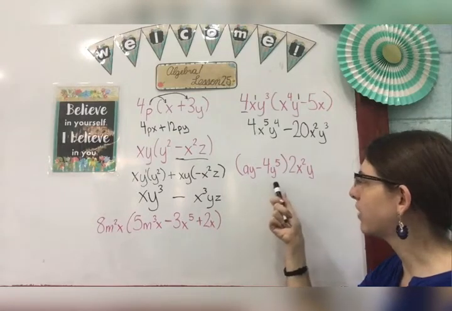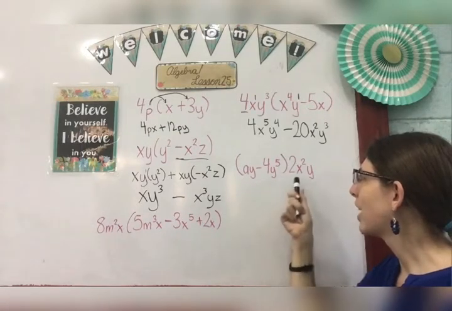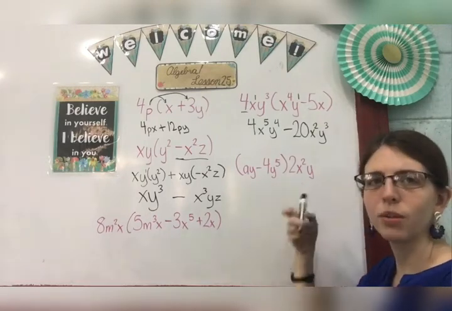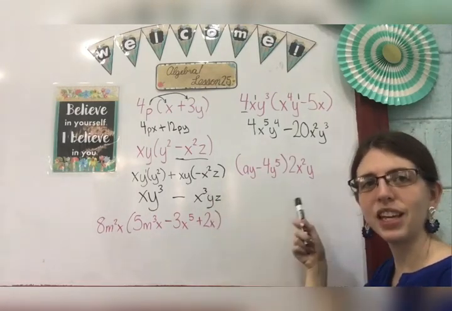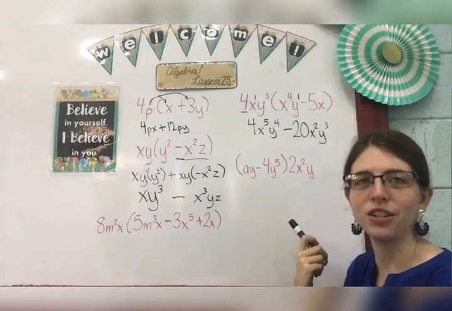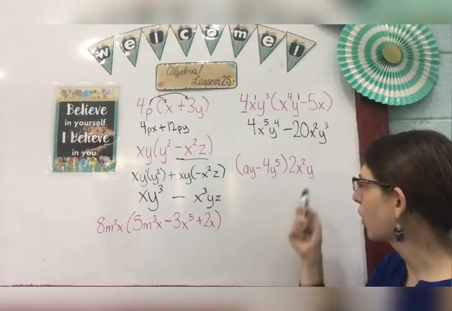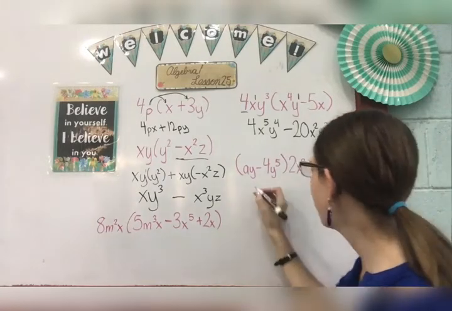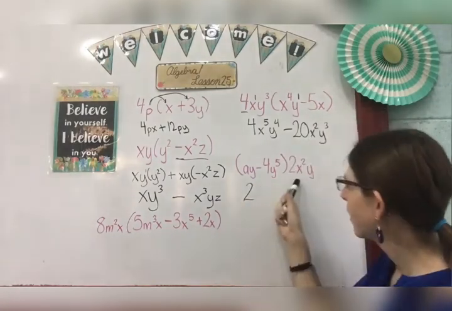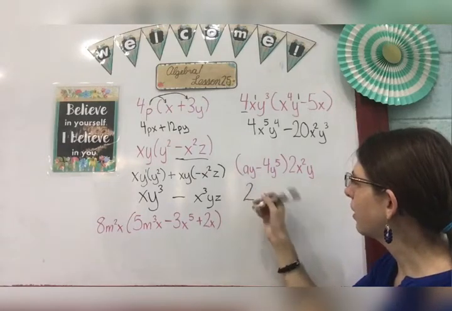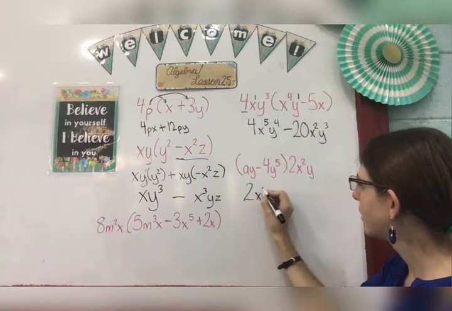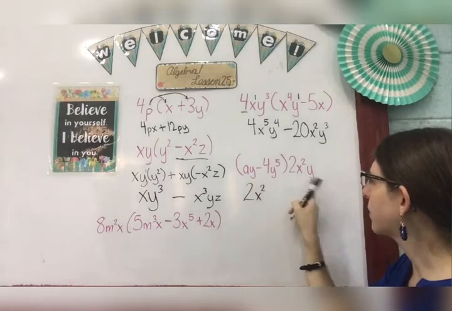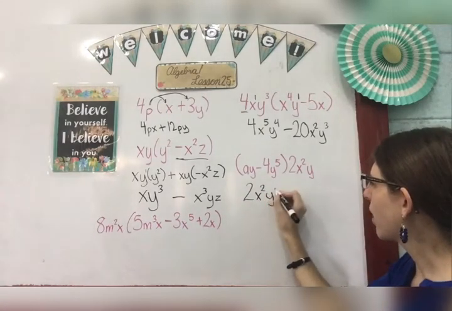a y minus 4y to the 5th power times 2x squared y. So our single term doesn't have to be in front of the parentheses. It can come behind the parentheses and we still use the distributive property. So I have 2 times, is there any coefficient over here? Nope, so that means it just stays 2. x squared, any x's over here? Nope, so it just stays x squared. y, any y's over here? Yep, right here. So y plus y squared.